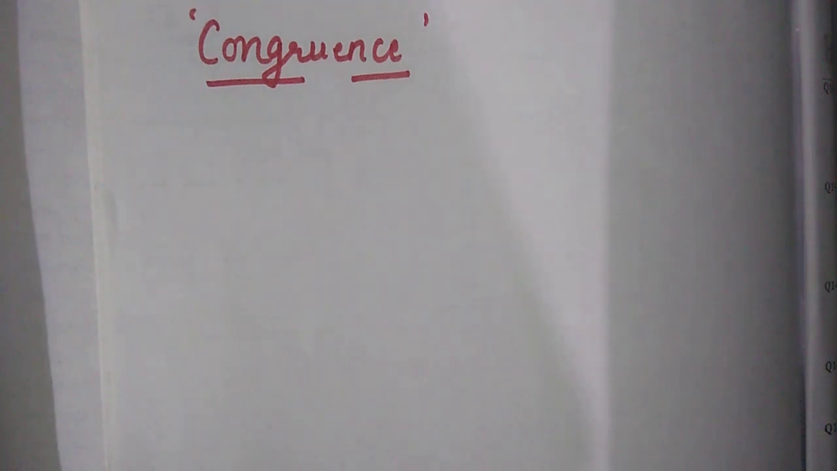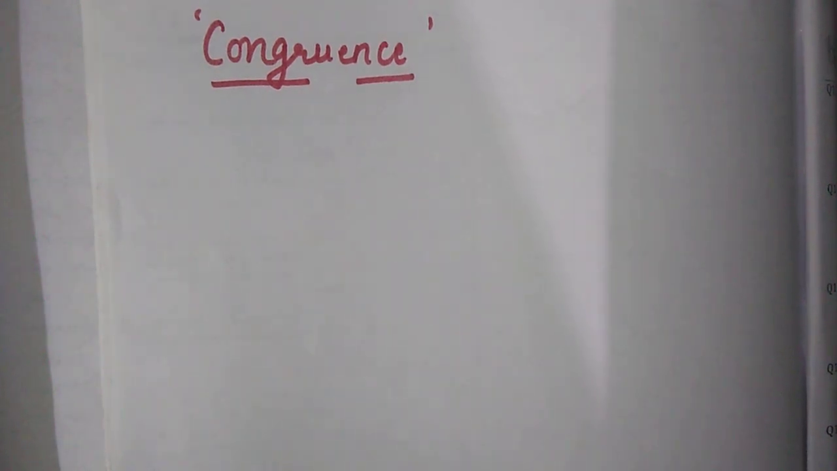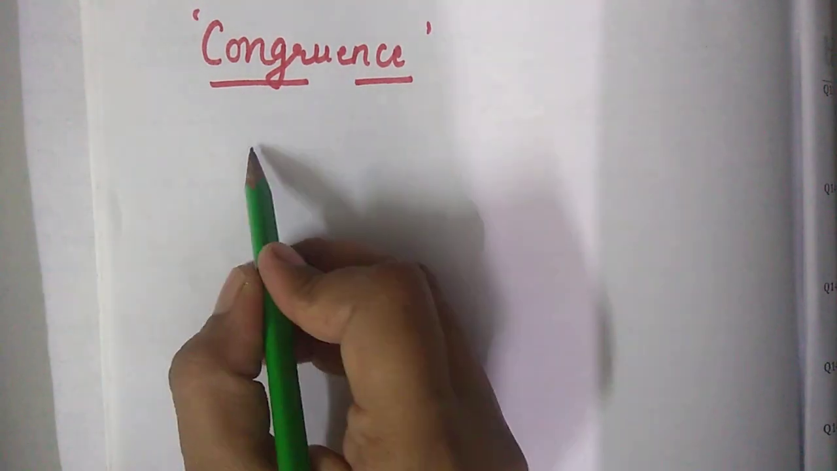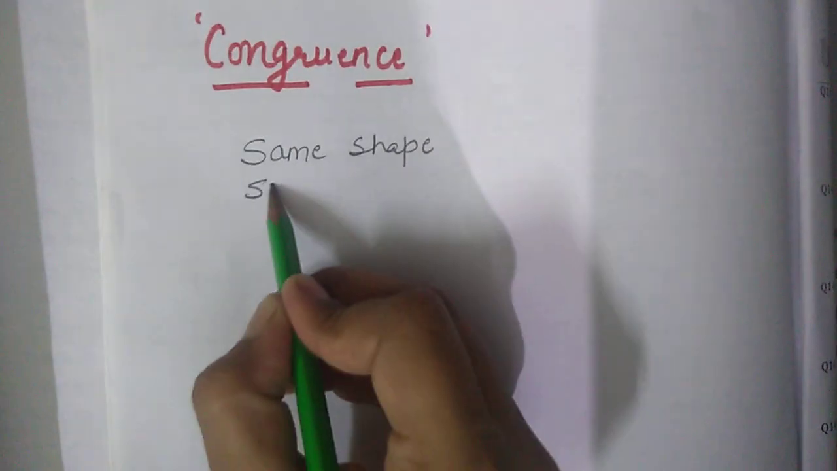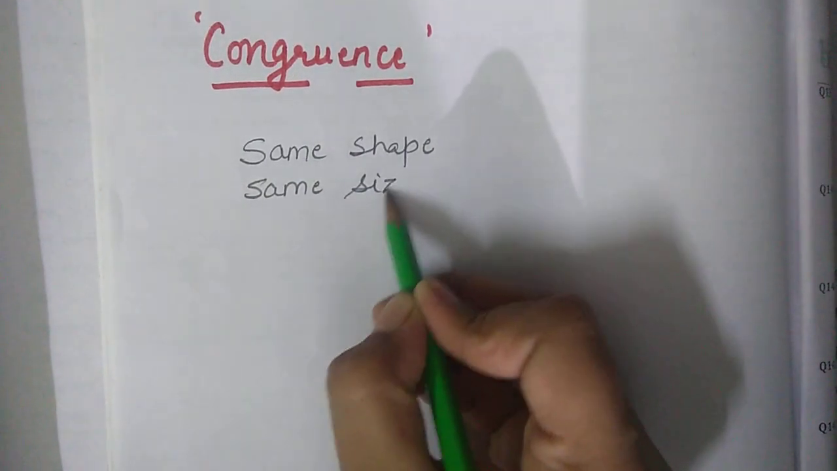So students, in our daily life we see many objects around us which have same shape and size. Objects that have exactly same shape and same size are congruent to each other. Again I am repeating, the objects that have exactly same shape and same size are congruent to each other. So it means the objects having same shape and same size, then we can say the objects are congruent.